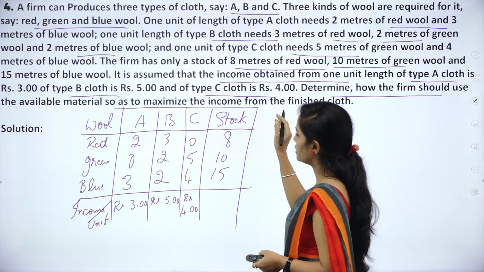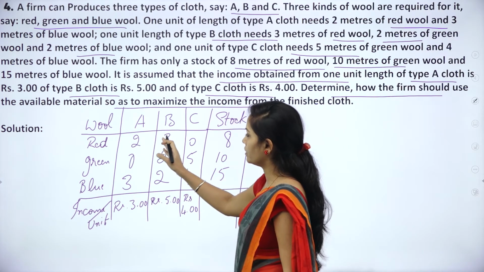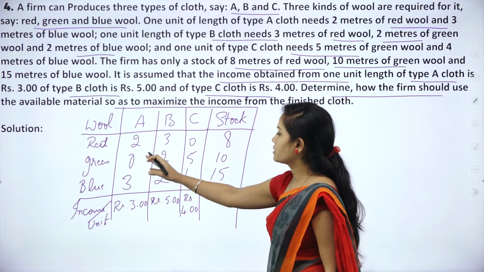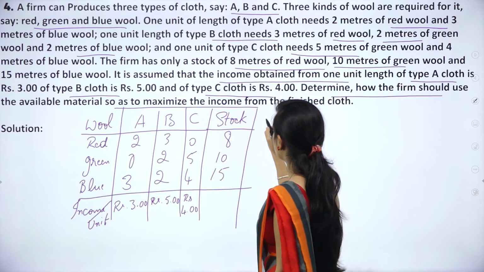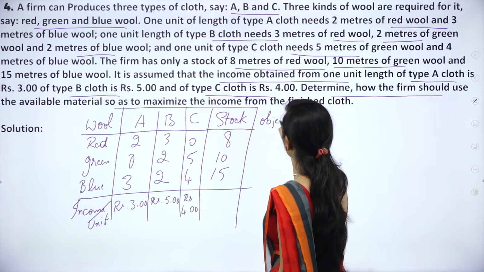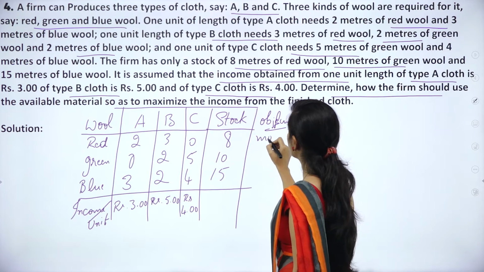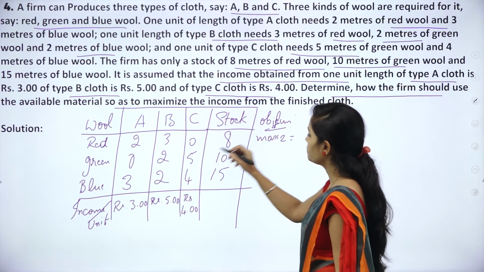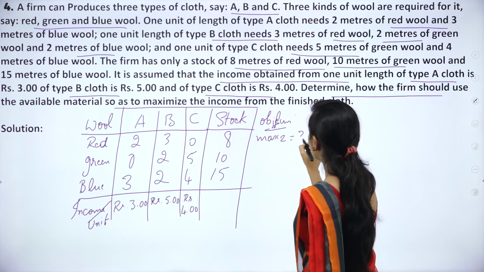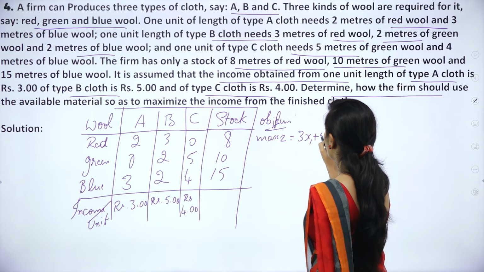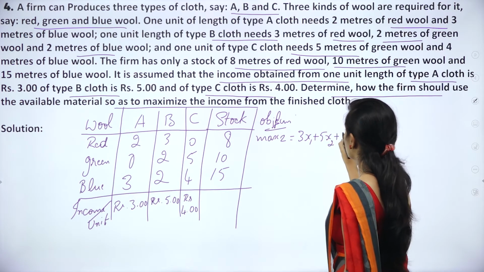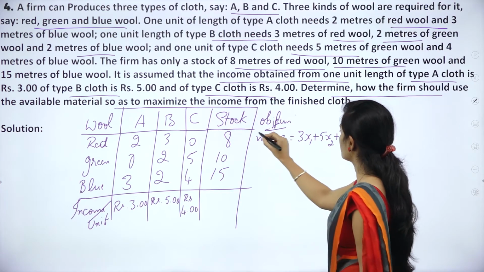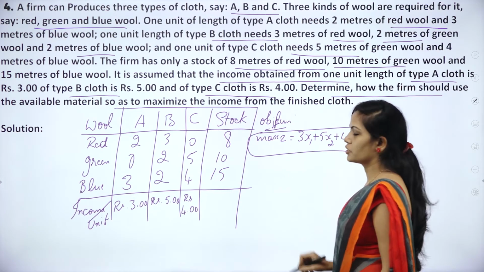So first write the decision variables. I will consider x1, x2 and x3. So what is the objective function? This problem is a maximization problem, so I will use max z is equal to, so what is the profit? 3x1 plus 5x2 plus 4x3. So this is my objective function.